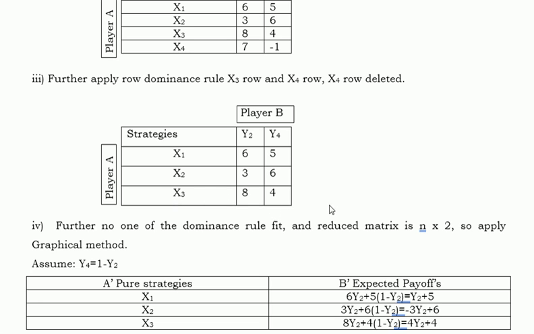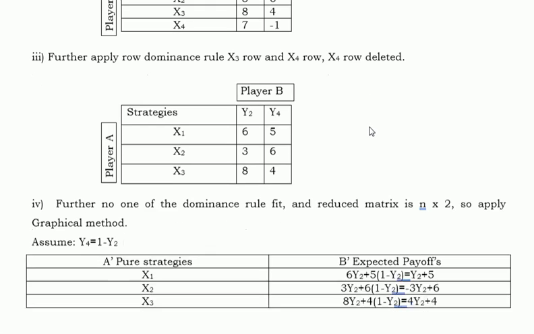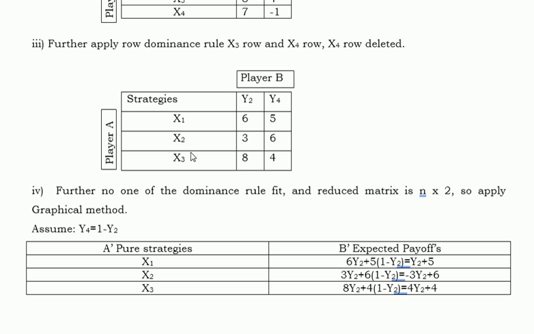The average column dominance rule you cannot apply, because you can apply it only if the number of columns is more than 2, but here it is only 2. So finally, the reduced matrix after applying the dominance rules is n by 2.